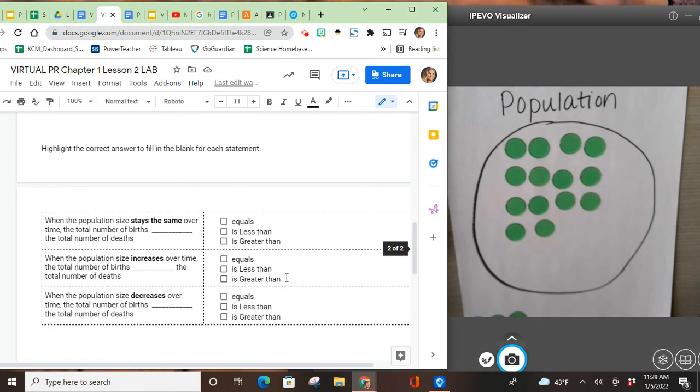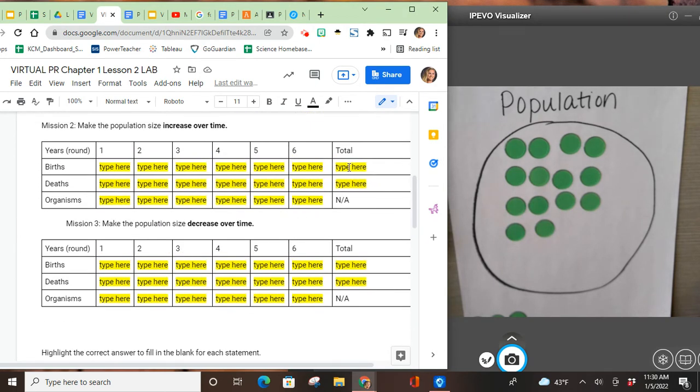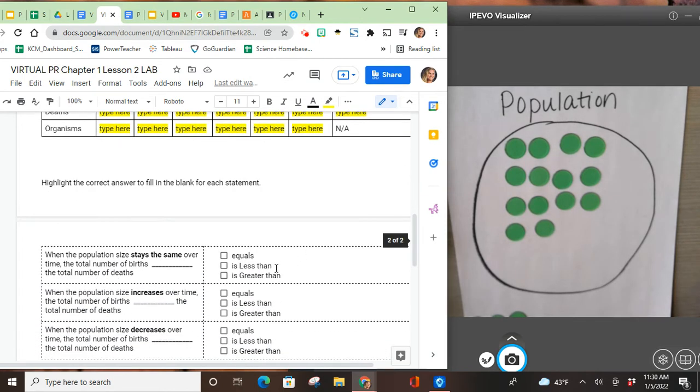Now we're going to come on down here and say, when the population size stays the same over time, the total number of births blank the total number of deaths. Did you have the same number of births and the same number of deaths here? Was the number of births less than the number of deaths? Or was the number of births greater than the number of deaths? You should find that it's about equal. So go ahead and check off equals. It should be roughly the same number.